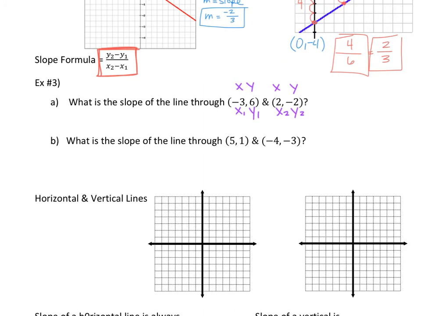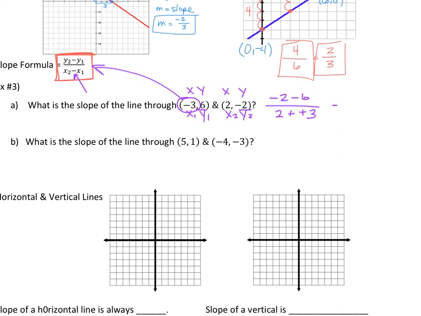Okay, so we're going to plug it into this formula. So it's going to say what? -2 minus 6, right? y2 minus y1, -2 minus 6 over, this is what Melian was just asking about, 2 minus, okay, because it's always subtraction in the formula, but if we're subtracting a negative, then it's 2 minus a -3. What's minus a negative? Plus a positive. So make that positive.